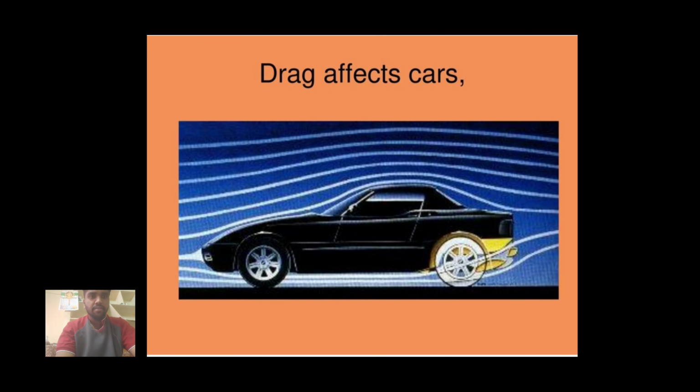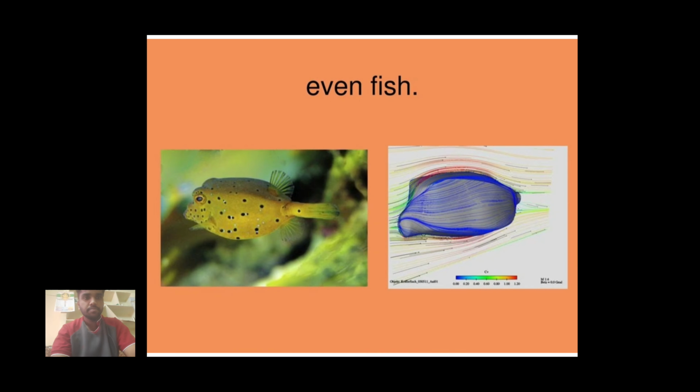Drag also affects cars, for example the back two tires of the car. Even a fish shows how drag is involved in animals.